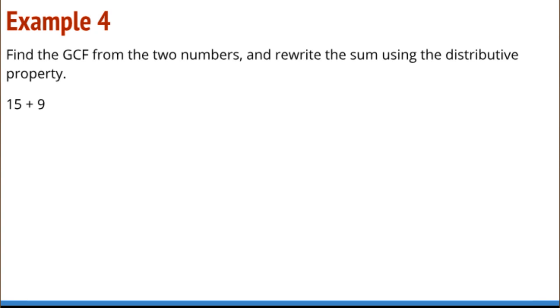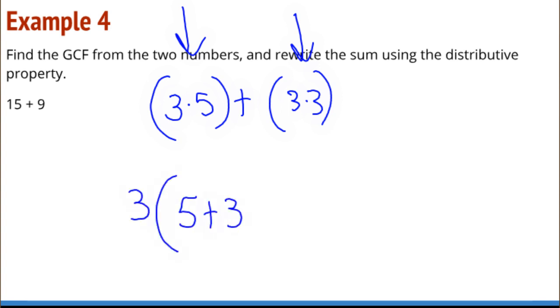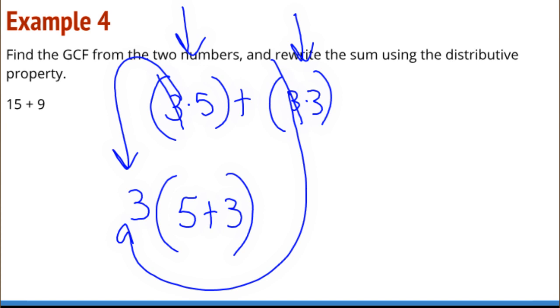Now another way to think of this is 15 is 3 times 5, and 9 is 3 times 3. So I can divide both of these by 3, which will leave me with a 5 plus a 3. I've divided the 3 out, divided the 3 out. And that leaves me with a 5 plus 3.